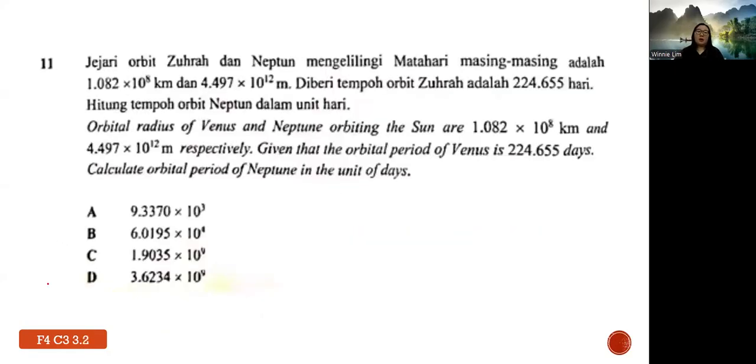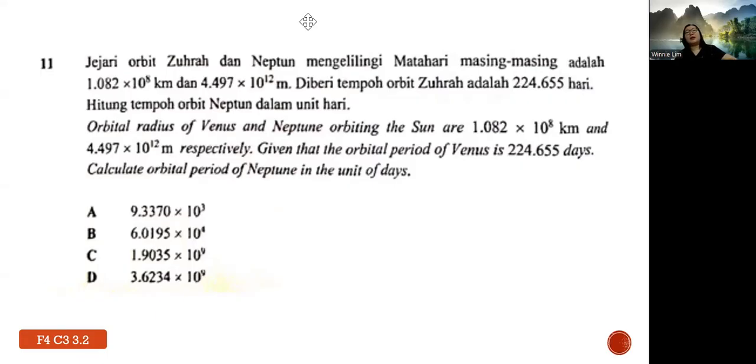11. The orbital radii of Venus and Neptune orbiting the Sun are 1.082 times 10^8 kilometers and 4.497 times 10^12 meters respectively. Given that the orbital period of Venus is 224.655 days, calculate the orbital period of Neptune in the unit of days.